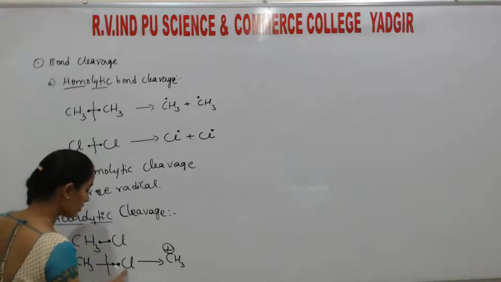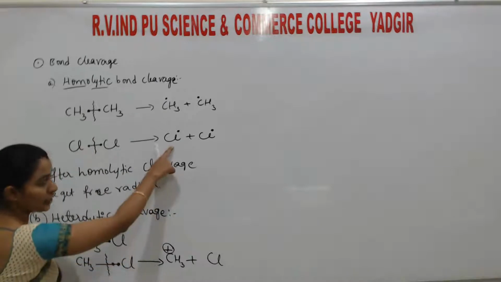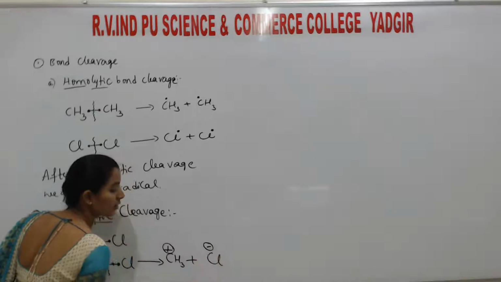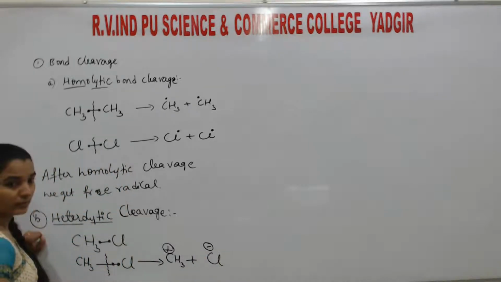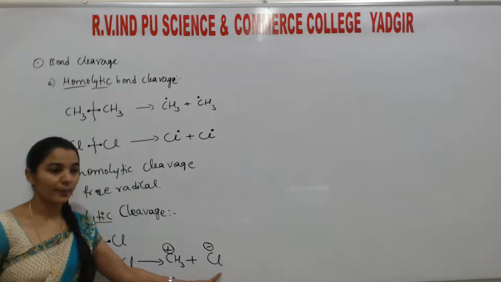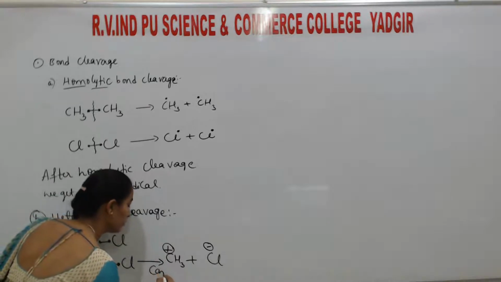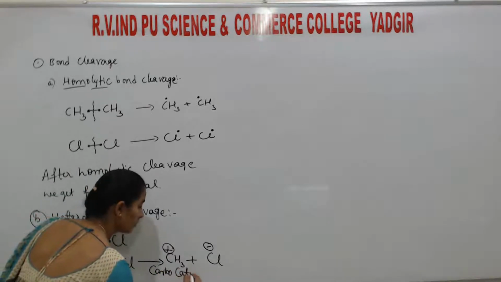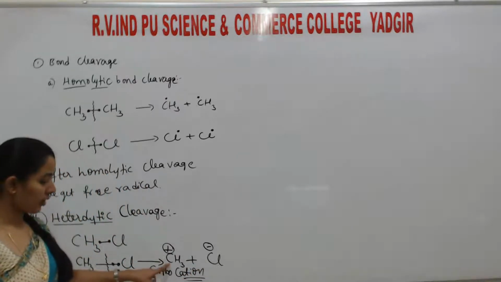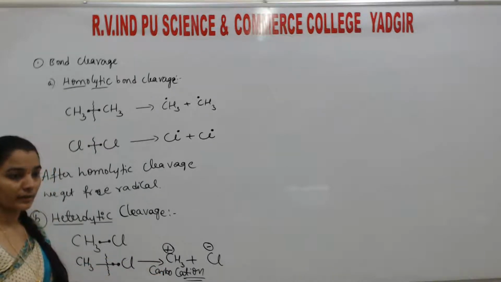Next, the Cl atom is there. This is the electron of Cl, Cl dot, but here one extra electron is there. Then it will get a minus charge. Understand? So here this is CH3 plus, this is Cl minus. So this is what? Carbocation. Cation means positive ion. This carbon has a positive charge, hence it is a carbocation.